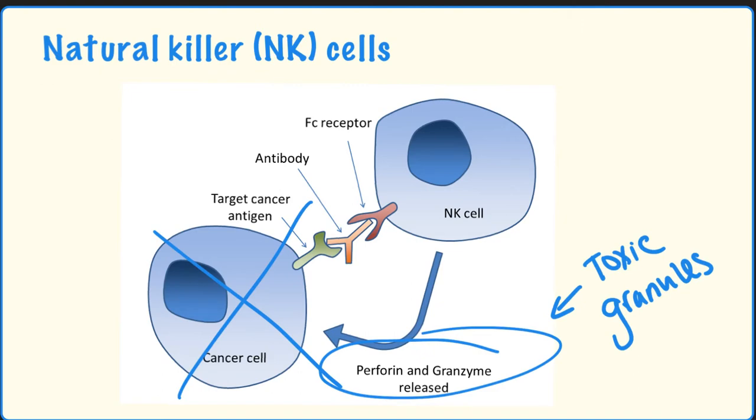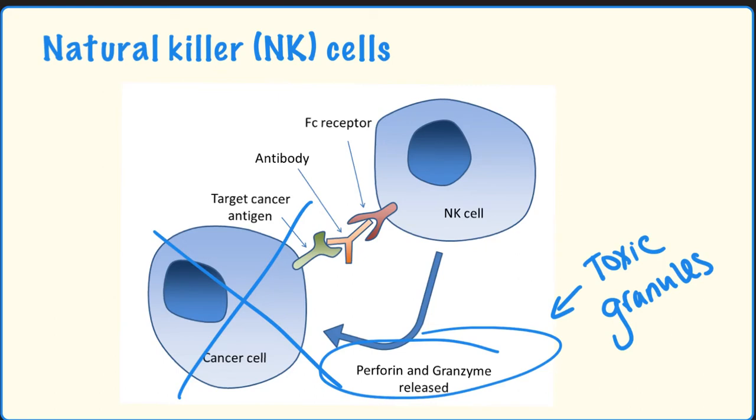Natural killer cells then have the ability to kill a wide variety of infected body cells and also certain tumor cells. Now, this is a very non-specific type of immunity because they're just recognizing that something is wrong, attaching, releasing their granules, and killing that target cell.